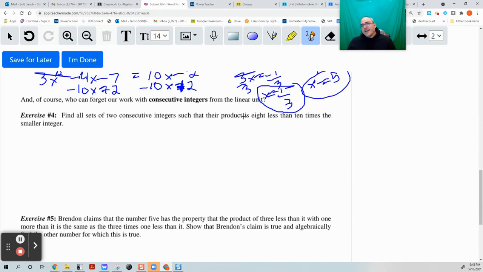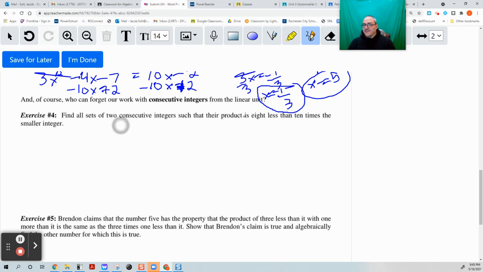Okay, and of course, who can forget work with consecutive integers from a linear unit? Find all the sets of two consecutive integers such that the product is 8 less than 10 times the smaller integer. Okay, all the sets of two consecutive integers.